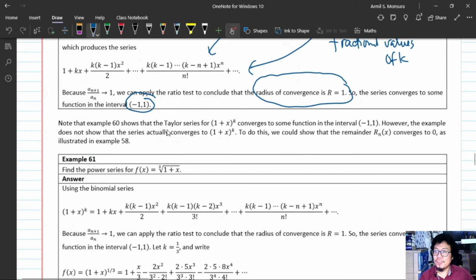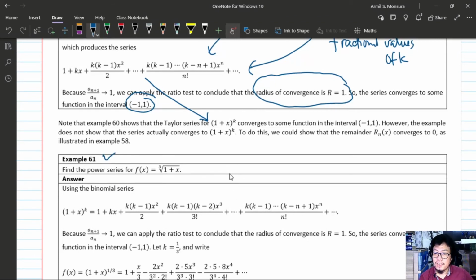Note that example 60 shows that the Taylor series of this converges to some function in the interval negative 1 to 1. However, the example does not show that the series actually converges to 1 plus x raised to k. We were not able to prove it, but without proof, we will state bluntly that this series actually converges to this. Here is an application of that.